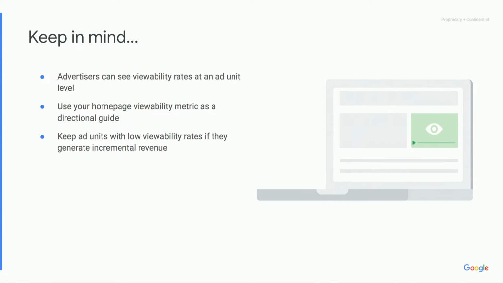So for example, a banner at the bottom of your page will likely have a lower viewability than an ad unit at the top of your page. This could cause your overall viewability to decrease, but since advertisers see viewability on an ad unit level, keeping the bottom ad unit will not hurt bidding on your higher viewability ad units. Additionally, the bottom ad unit could be generating valuable incremental impressions to help boost your revenue.